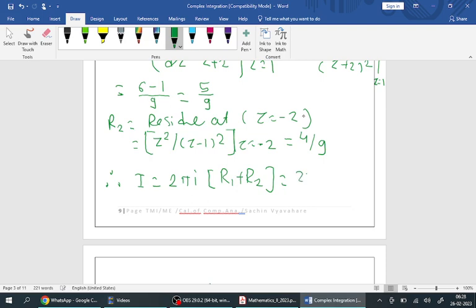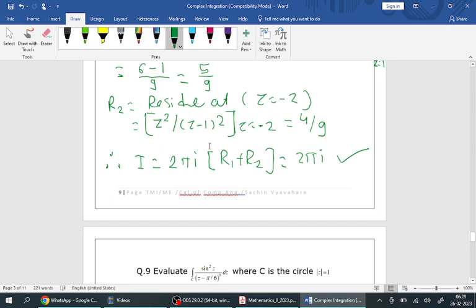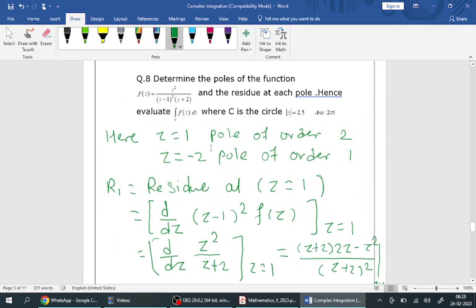So it is 2 pi i. If you do the sum, 5 by 9 plus 4 by 9, it is 9 by 9. And the answer is just 2 pi i. So that 2 pi i is the answer there, by Cauchy residue theorem. This is question number 8, where we got the answer as 2 pi i only.